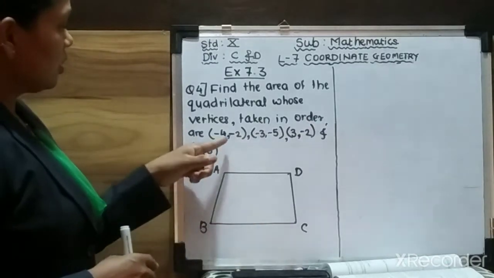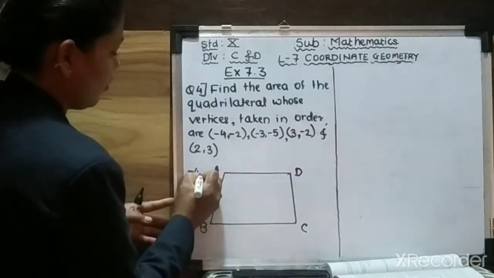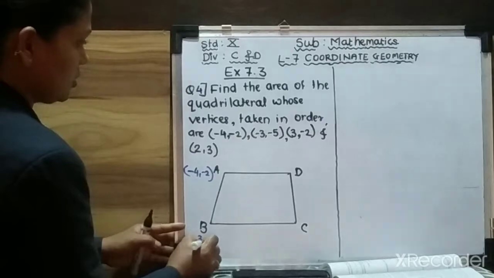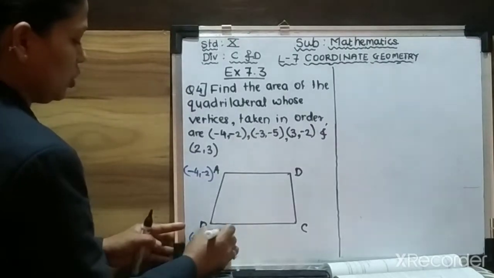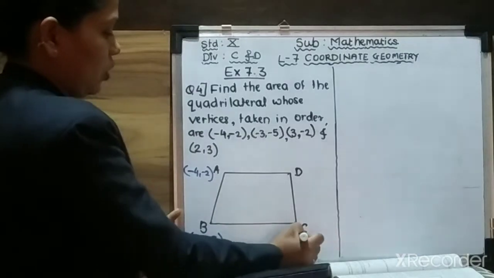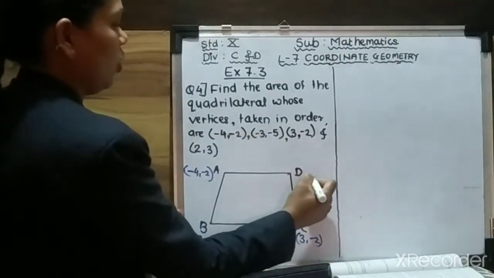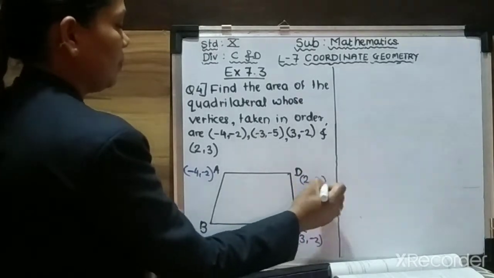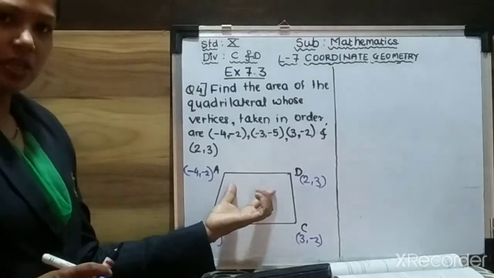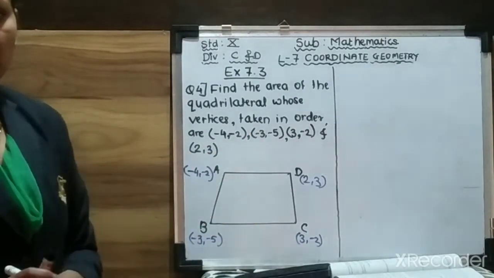So in this, I'll write here -4 -2 for A. Then B is -3 -5. I'm not going to solve it. You are going to solve. I'm just going to explain how to solve it. C is 3 -2 and the D coordinates are 2, 3. Right? Now, have we seen how to find the area of a quadrilateral? No. Right?